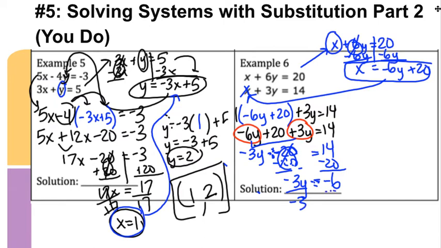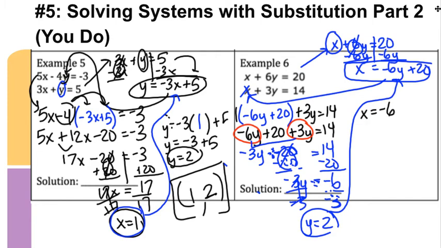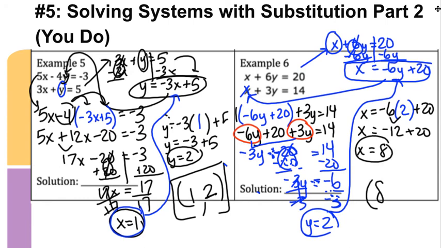I divide by negative 3, the inverse operation of multiplication, so y is equal to positive 2. Negative 6 divided by negative 3 makes positive 2. Now that I know what this y value is, I'm going to take this and substitute it up here. I'm going to rewrite x is equal to negative 6, but instead of y, I'm going to write positive 2 plus 20. So that's x is equal to negative 12 plus 20, meaning that x is equal to positive 8. So that's 8, 2 as my final solution.